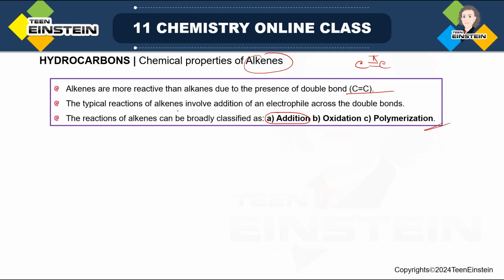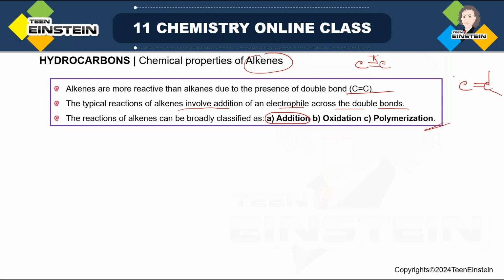Typical reactions of alkenes involve addition of an electrophile across the double bond. So this is the most important type of reaction when we talk about chemical properties of alkenes. The first one is the type addition. And you know, in addition what happens?